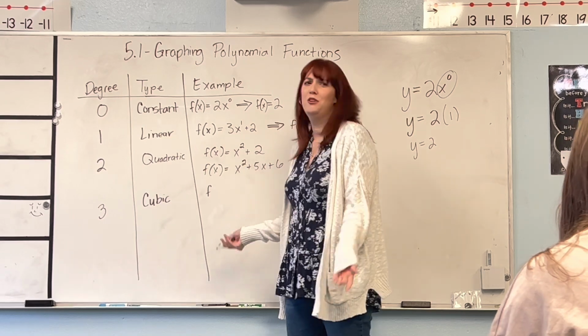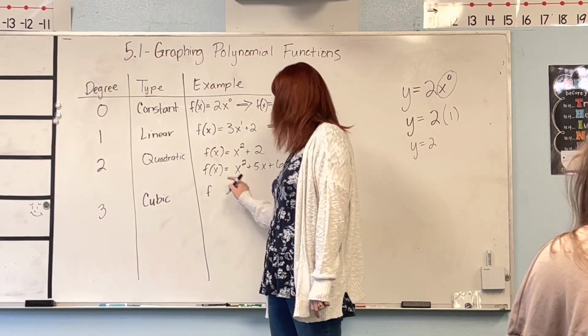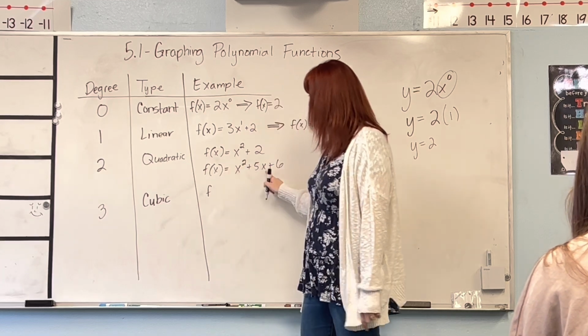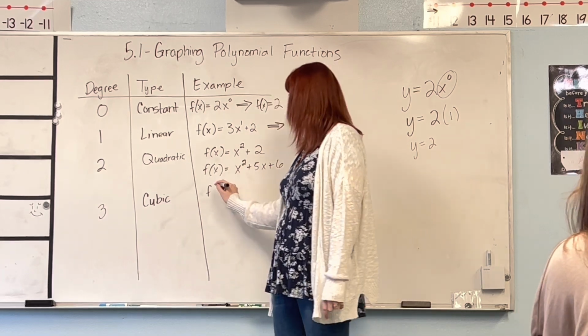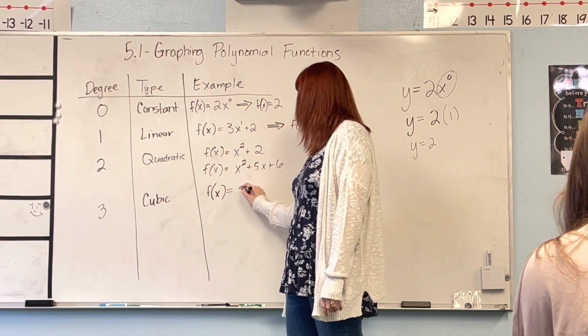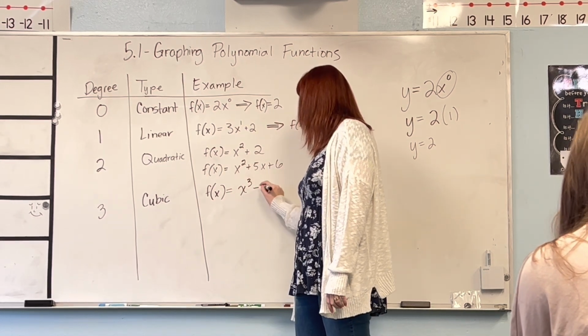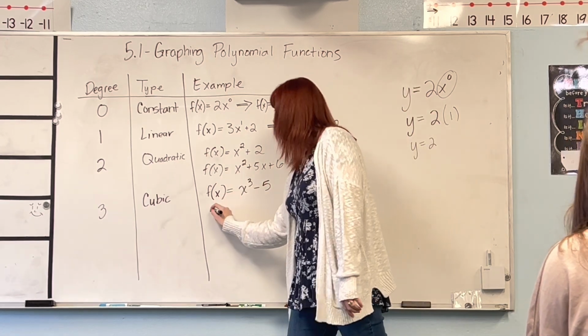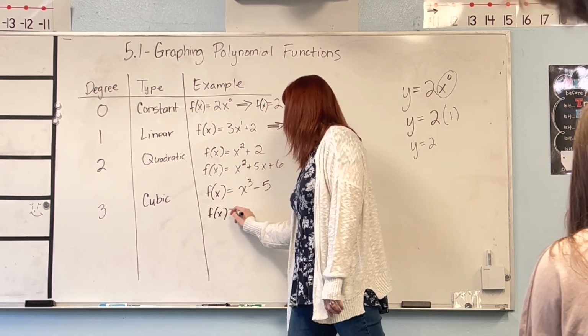Is that just another kind of quadratic? Because this one has 2 different x terms. Okay, so a cubic, again, it could look like x cubed minus 5. It could be that basic, or it could have more x values in it.